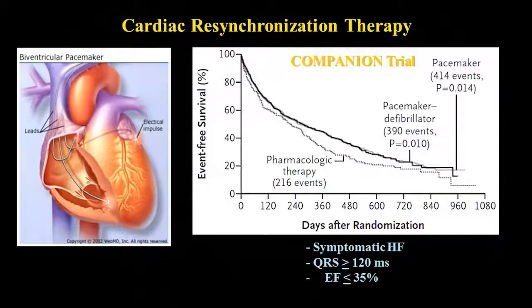And data for the efficacy of CRT comes from many randomized controlled trials. This is one such trial, the COMPANION trial, that shows that patients with symptomatic heart failure who are on medical therapy for heart failure, those who receive a biventricular pacemaker or CRT device, have better outcomes as opposed to those who don't receive a biventricular pacemaker and are continued on medical therapy alone.